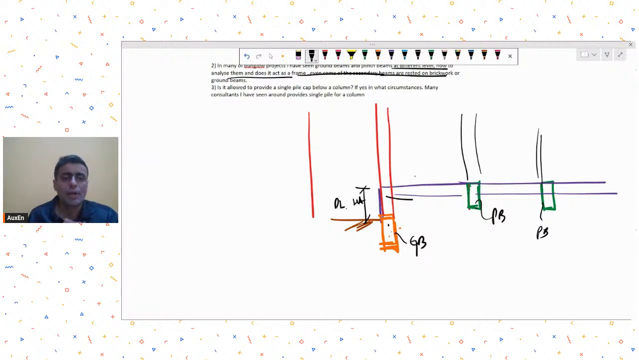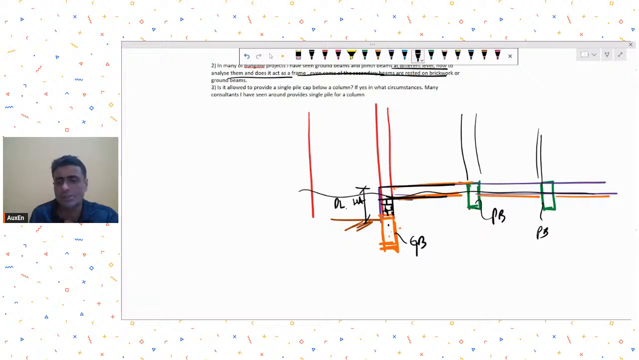Then he is saying, how to analyze them and does it act as a frame. He's saying in some cases your secondary beam like this is also there, and it is not resting on an RCC beam, but there was a brickwork that you had cast and it is resting over there. Yeah, that does happen. But why do you want to analyze this as a frame? You don't need to consider any lateral load resistance.